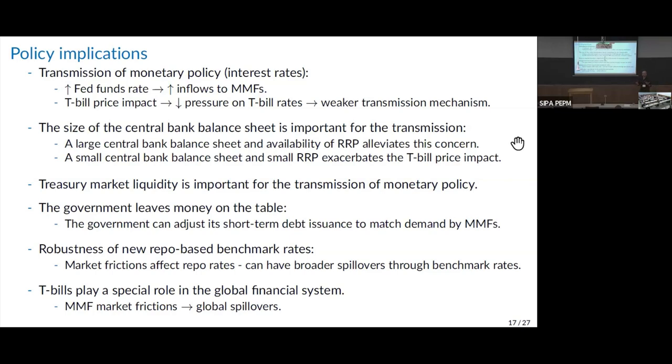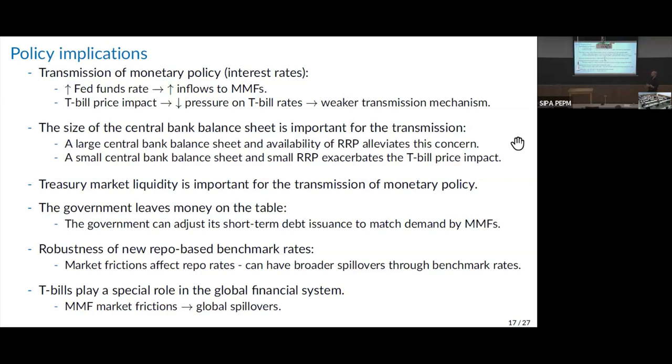And then you'll say, okay, somebody's leaving money on the table. There is an arbitrage, so why is it not being made? And the answer is, it's the government. The government can actually tilt their issuance profile to basically cater to the money market fund demand to actually make more money. So the price impact on the money market fund side means the government can exploit it.